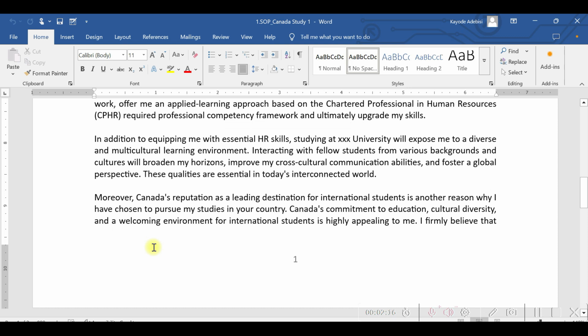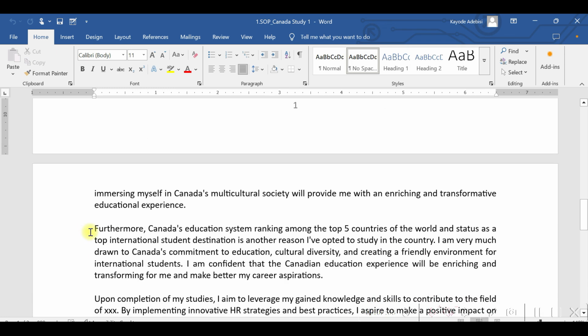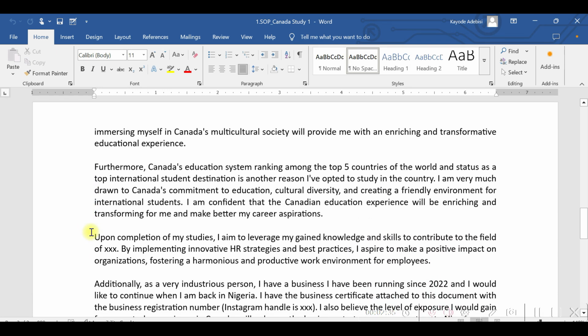Then she did her research, right? She mentioned the school, why she chose the school, why she chose that course. Mentioned the background of Canada, of its reputation as a leading destination for international students. So look at it clearly. She went further to provide the ranking of Canada in terms of the education system, right? Internationally, comparing it with local, international, and all that.